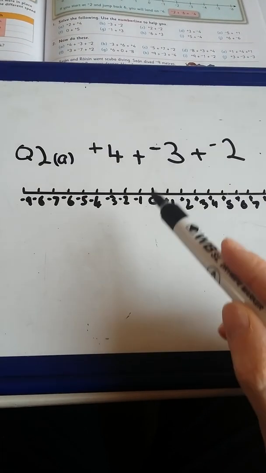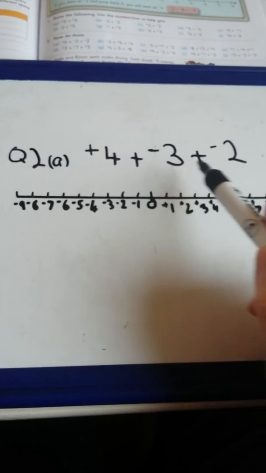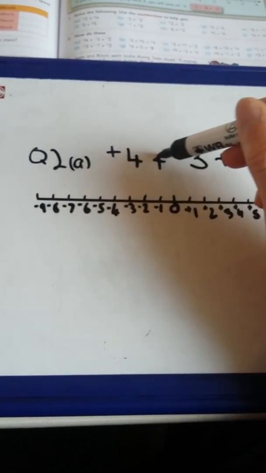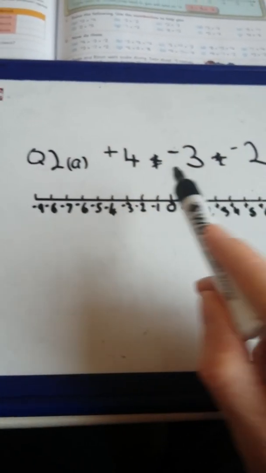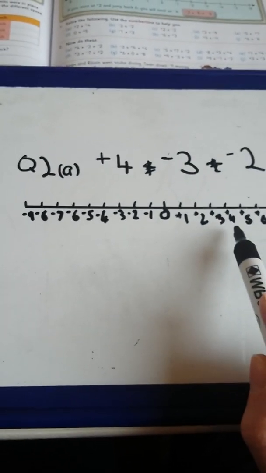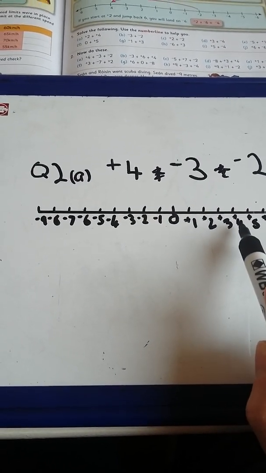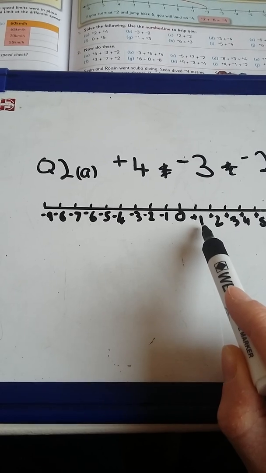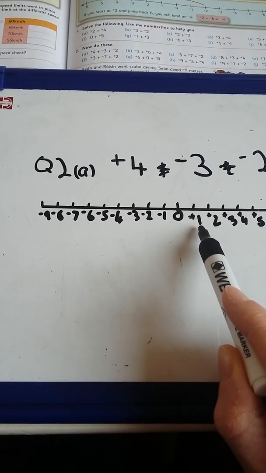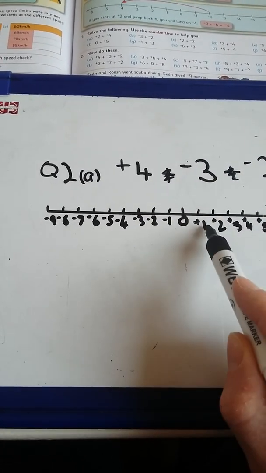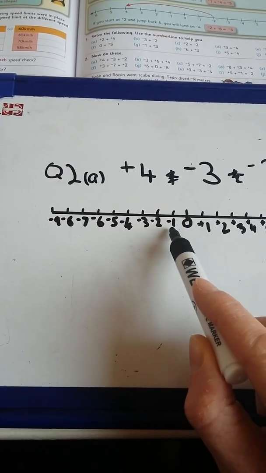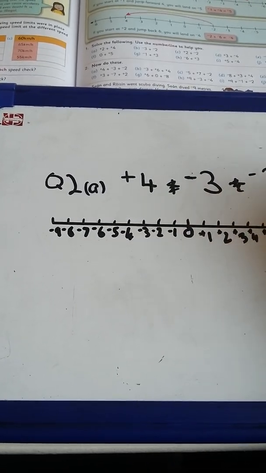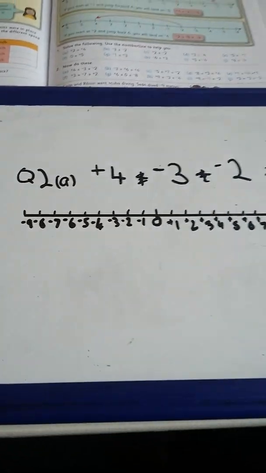I'll do 2a for you. Again, it gets very confusing with all these signs, so forget about these. You can just pretend they're not there. So you start on positive 4. You're going to go back negative 3, so 1, 2, 3. Now I'm on positive 1. And I need to go back 2 more, so 1, 2. So my final answer is negative 1.